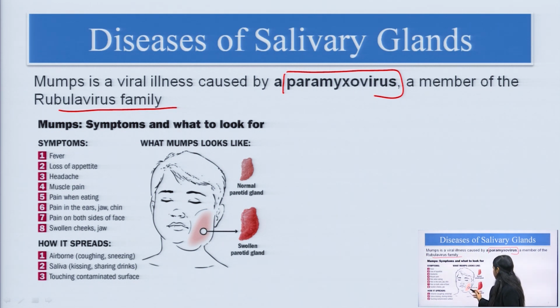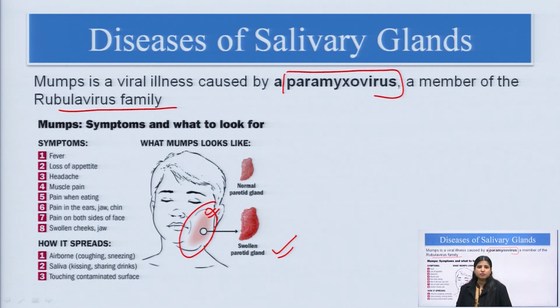So, here we can see, I told you the salivary glands are of three types. Parotid gland, submandibular gland, and there is one sublingual gland. So, one of the glands which is here is the parotid gland, they are swollen here. So, this is a very common feature in the mumps. There is an inflammation in this particular area.